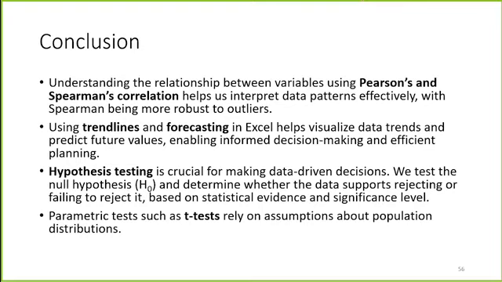understand the relationship using Pearson and Spearman's rank correlation coefficient. We know that Spearman is less sensitive to outliers. We also use trend lines and forecasting to help look at the future values that may come up later on. Right? We do hypothesis testing, which helps us make data-driven decisions. We test the null hypothesis and determine whether the data support us to reject or fail to reject. Based on the t-test that we did, we know that t-test is a parametric test. It relies on the assumption about the population distributions.